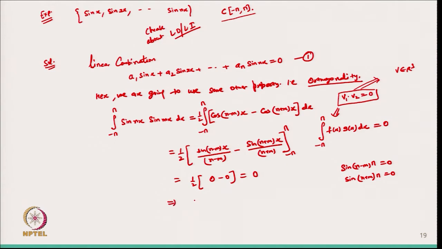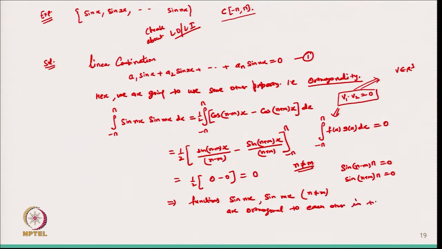So from here we can say that the functions sin nx and sin mx, here we are considering one condition, that n is not equal to m, because it may happen that n is equal to m. If n is equal to m, then it is going to be a different thing, because it will be sin square nx, and then we can very easily integrate this. So the functions sin nx and sin mx, when n is not equal to m, are orthogonal to each other in the interval from minus pi to pi. So this one we can define.